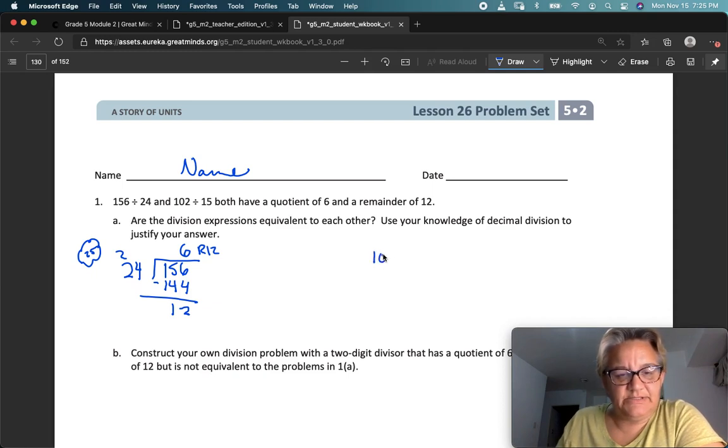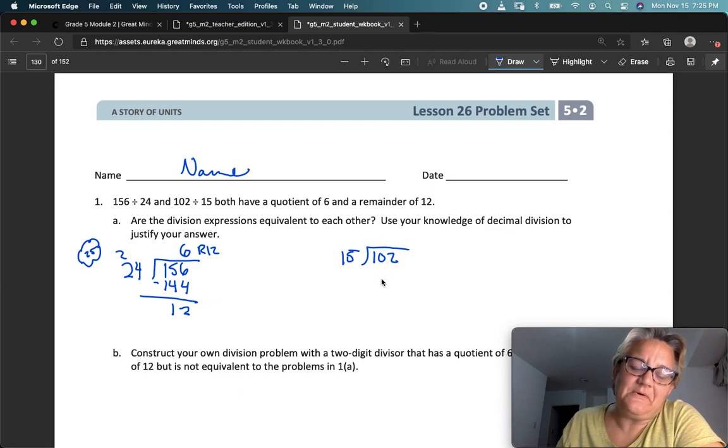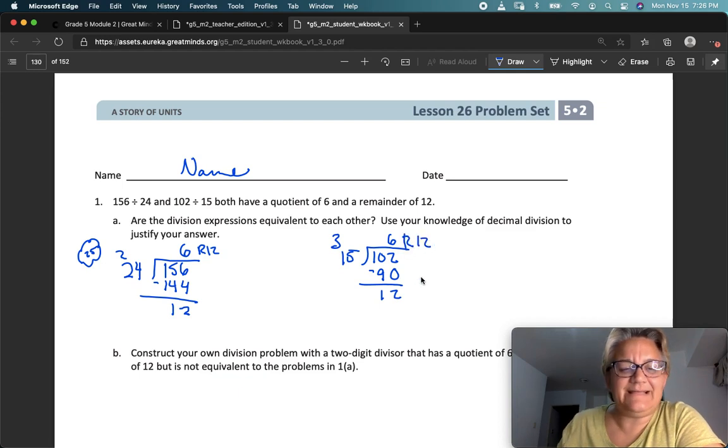is 102 divided by 15. So 15 would go into 96 times and 105 seven times. So it's not going to go seven times. So let's try that. 30, 6, 7, 8, 9, remainder 12. Okay. Now, it's asking, are the division expressions equivalent to each other?